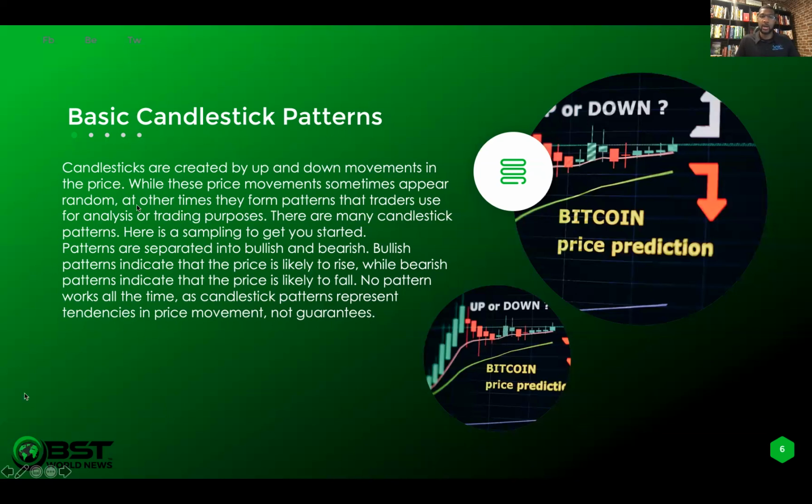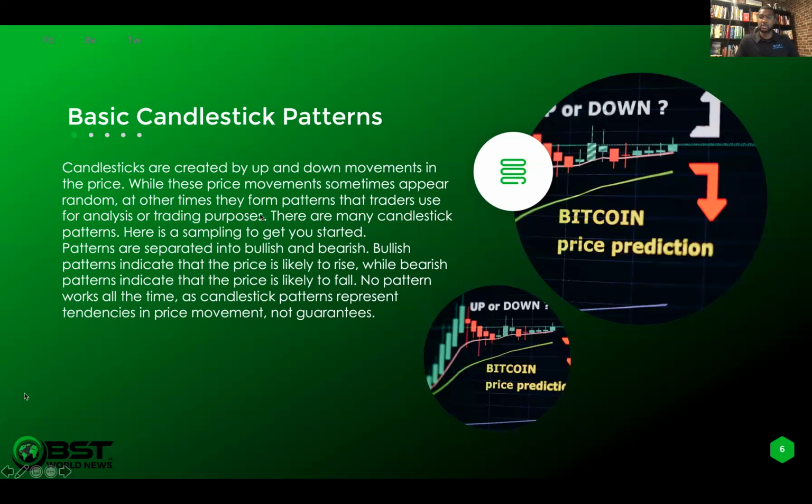So, basic candlestick patterns. Candlesticks are created by up and down movements in the price. While these price movements sometimes appear at random, at other times they form patterns that traders use for analysis and trading purposes. There are many candlestick patterns. Here's a sampling to get you started. Patterns are separated into bullish and bearish. Bullish patterns indicate the price is likely to rise, while bearish patterns indicate the price is likely to fall. No pattern works all the time, as candlestick patterns represent tendencies in price movement, not guarantees.